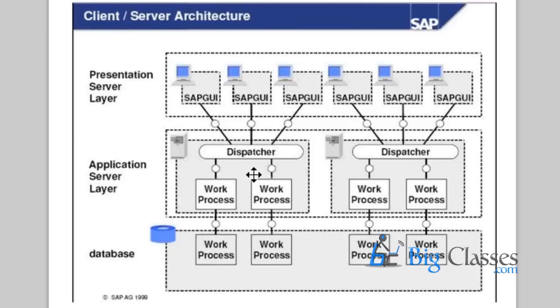So the Basis team is primarily responsible for installation and maintenance of the SAP system. The ABAP team is responsible only for custom development in ABAP. For all development-related activities and any issues, they are responsible. Installation and all, the ABAP team is not responsible.